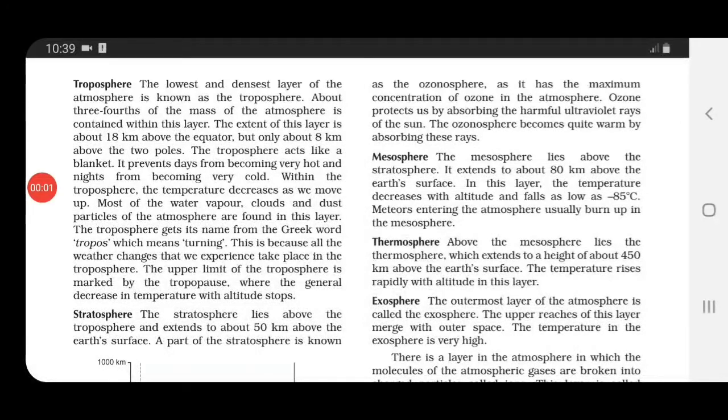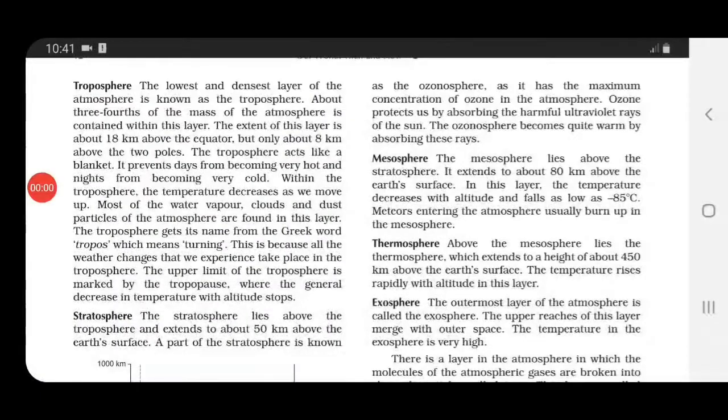Now talking about the next layer. We studied about troposphere. Now we will study about stratosphere. Now as I told you, children, stratosphere is the next layer which is above troposphere, and its extension is around 50 kilometers above Earth's surface.